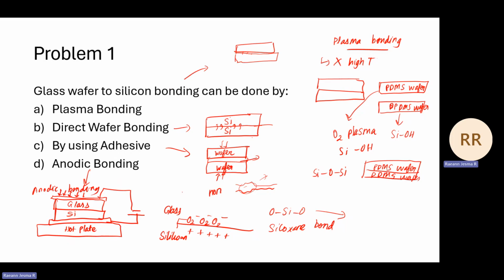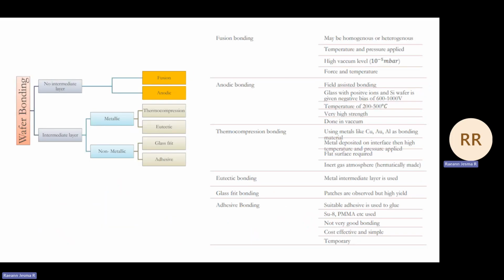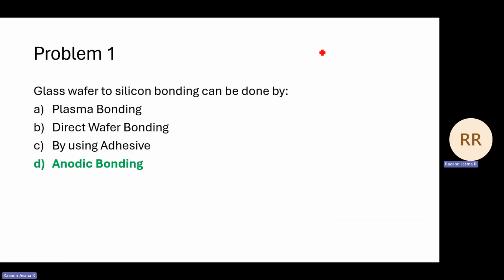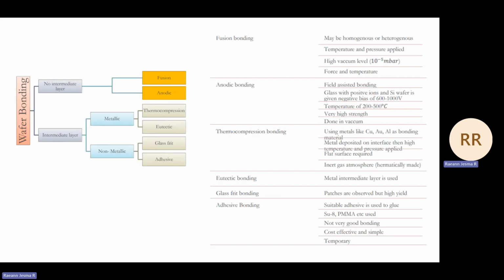So the answer for problem 1 is glass wafer to silicon bonding can be done by anodic bonding. So that is the correct answer. And here you can see some of the various wafer bonding techniques where we do not use any intermediate layer. That one is fusion bonding, where we bond between silicon and silicon wafers. In anodic bonding, we'll bond between glass and silicon.